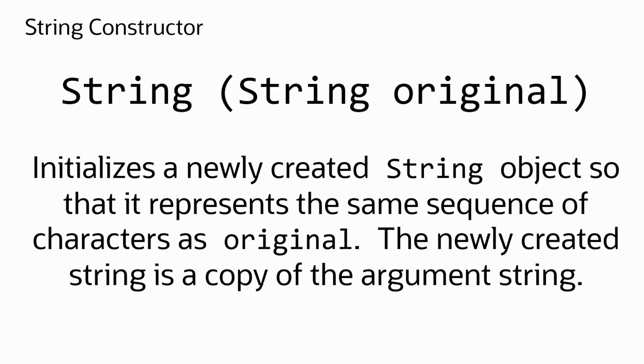We can also use a string constructor to create a string. There are several string constructors, but we're going to explore this one, string original. This initializes a newly created string object so that it represents the same sequence of characters as the original. The newly created string is a copy of the argument of string. It's important to remember that you're getting a copy of original.